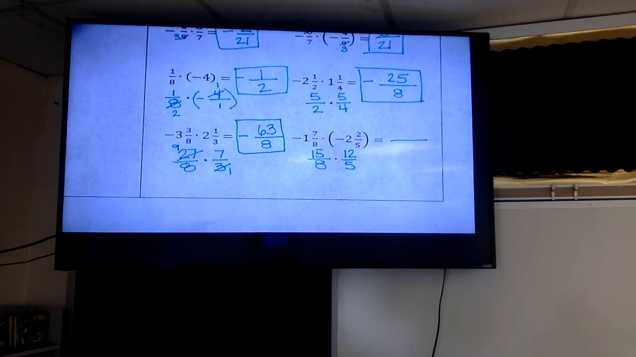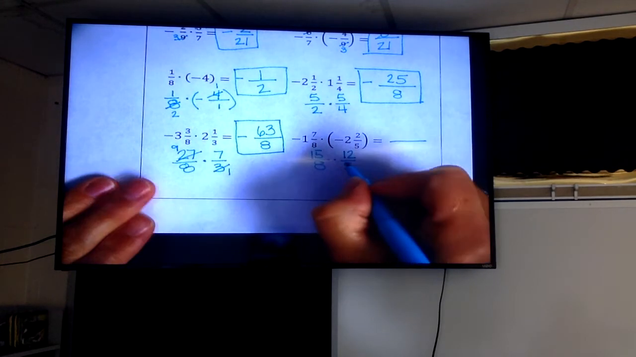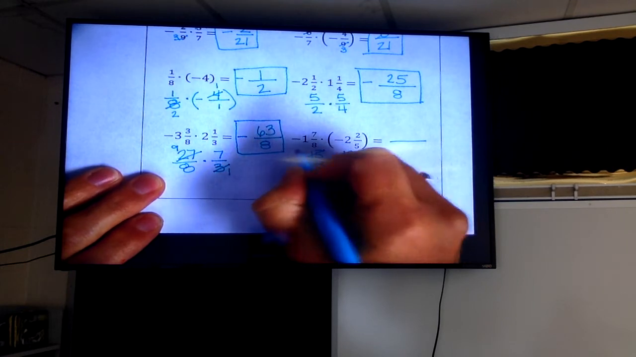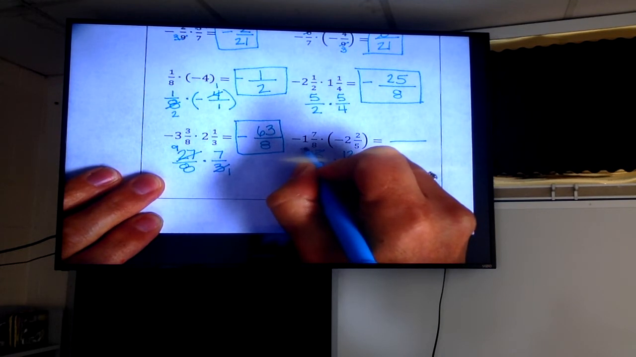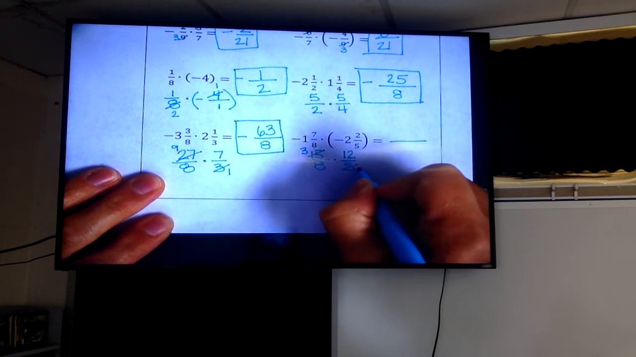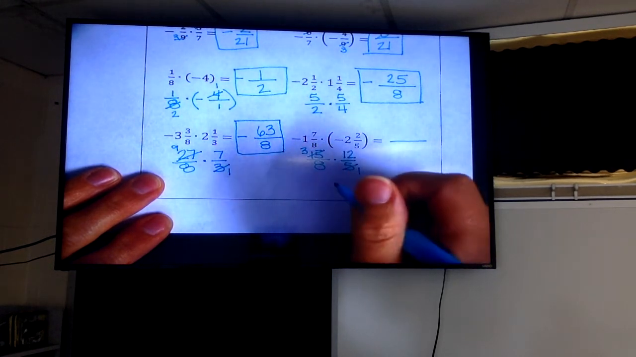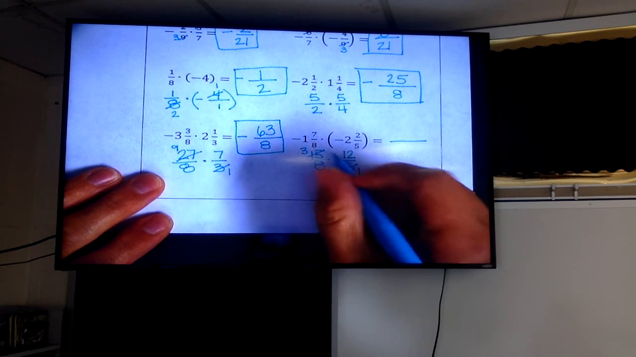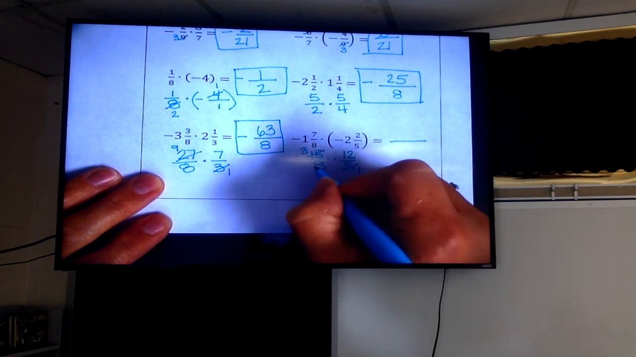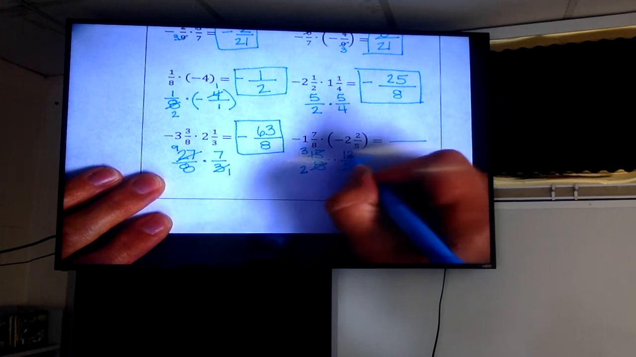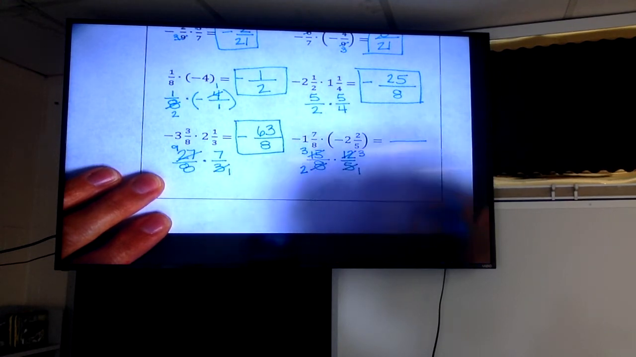Okay, check for simplification. I actually see a couple things here. So I could do 5 and 15. They're both divisible by 5. So 15 divided by 5 is 3, and 5 divided by 5 is 1. And then the 8 and the 12 have a common factor also, and that's 4. So 8 divided by 4 is 2, and 12 divided by 4 is 3.